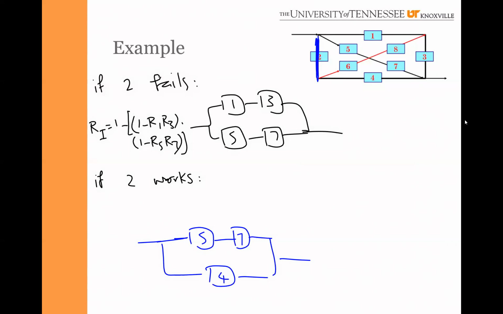Then let's see. If 1-3 works, or 6-8-3 works, then I'm good. But pay attention, you cannot have a repeat component, right? So I know that 3 should work, and then either 1 works, or 6-8. So I guess this will be my system. I have essentially three blocks that are in parallel with each other.